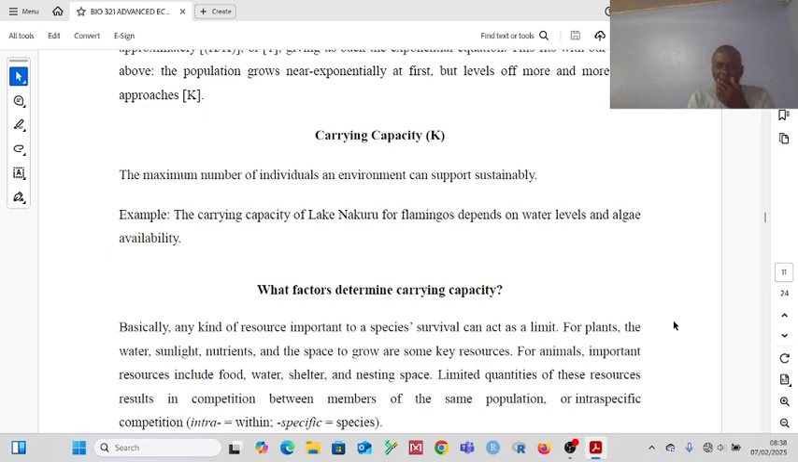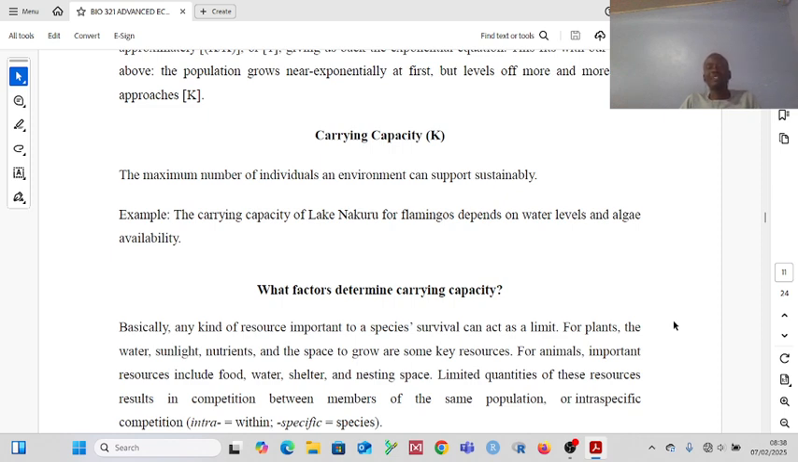So we've been talking about the carrying capacity, which is represented by a capital K. So the carrying capacity just refers to the maximum number of organisms or individuals that any given environment can support sustainably. The word is sustainably, not just the maximum number of individuals that an environment can support. No, it has to support sustainably.